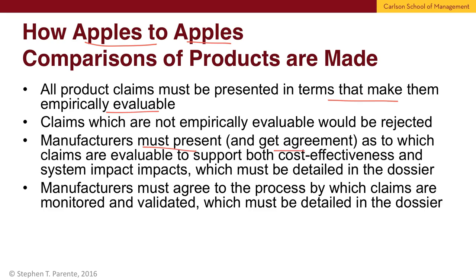Manufacturers must present and get agreement as to which claims are going to be able to be supported in their cost effectiveness analysis, to look at what goes on with the system impacts at the national level and what fits the dossier. And then the manufacturers must agree to a process for what is going to be monitored and validated in the long term, so that that could be detailed also in the dossier.